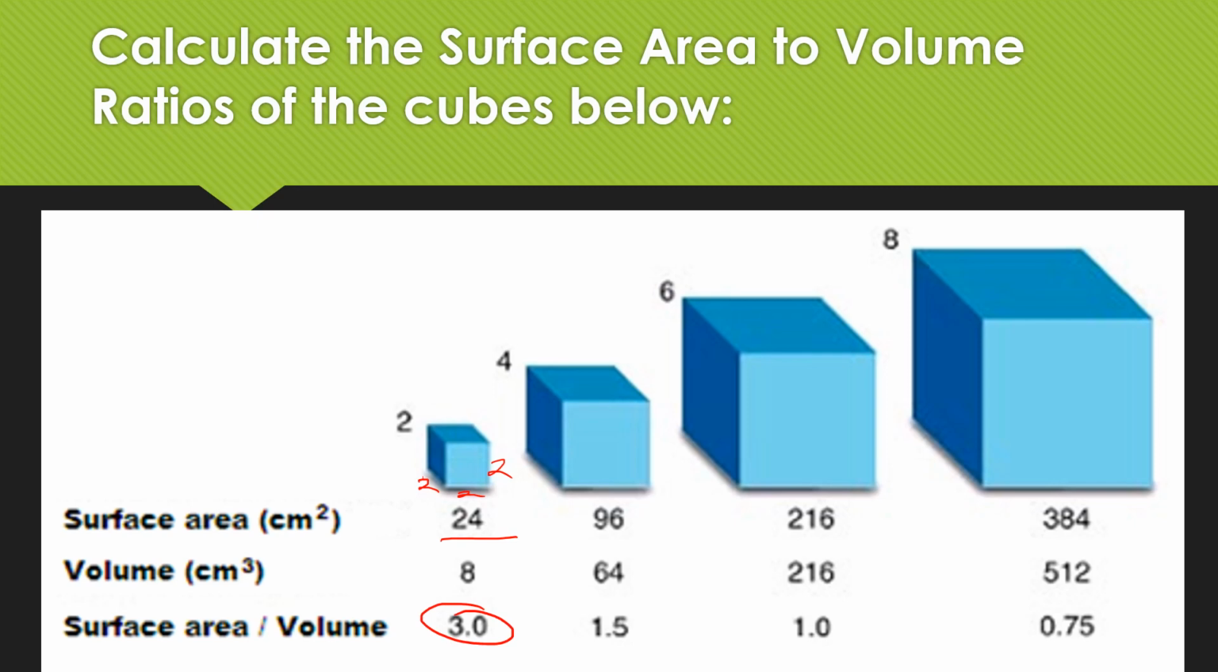The largest of the cubes, which is 8 centimeters on each side, so this is 8, this is 8, this is 8, is 4 times larger than the smallest cell, but look at the surface area to volume ratio. It's much smaller. This means less efficient. There's more volume compared to the surface area.